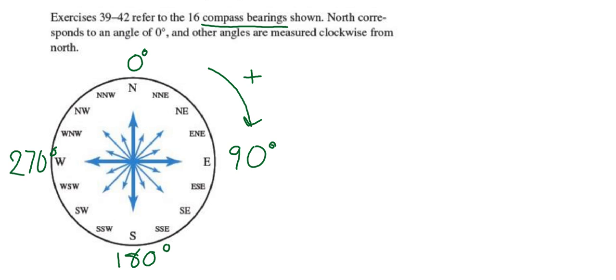Continuing to look at this compass scale, so this right here, northeast, that's 45 degrees. It's halfway between 0 and 90.